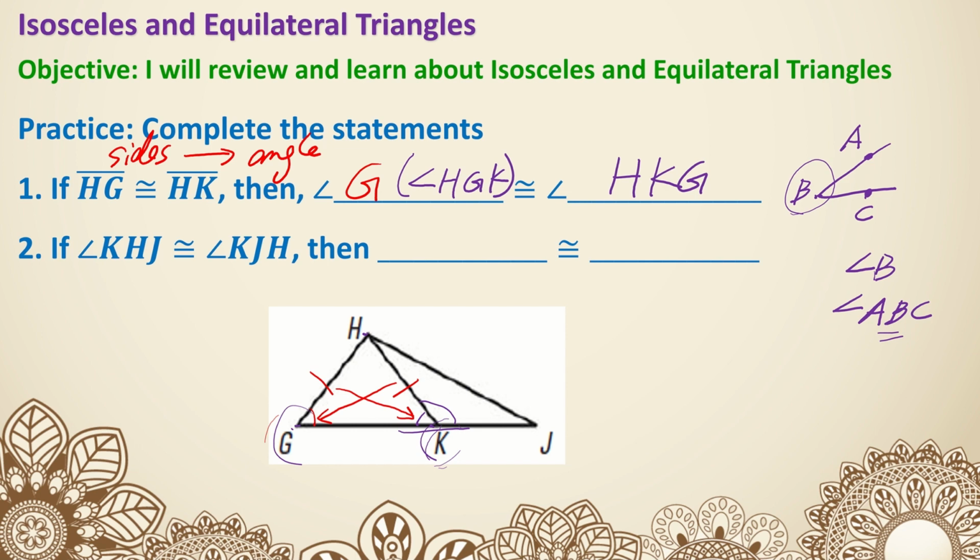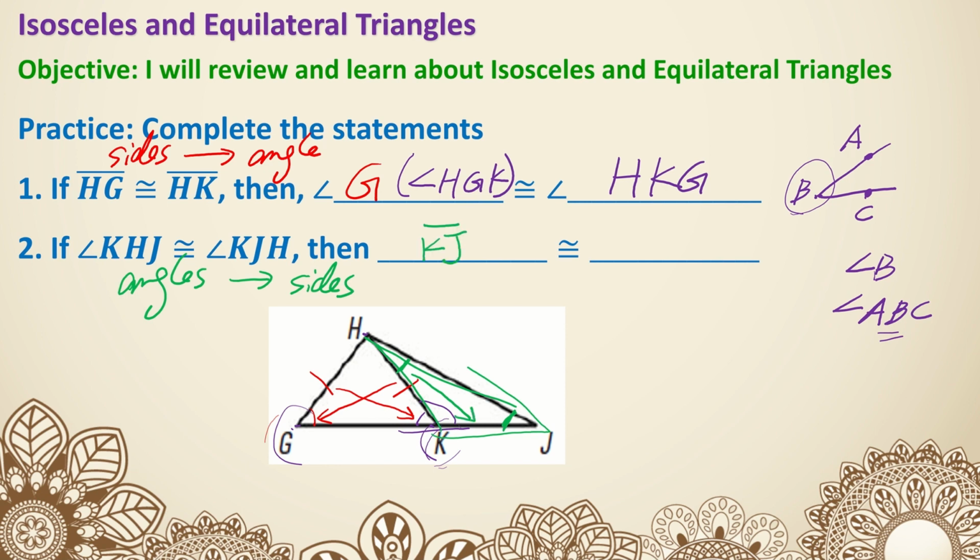There you go. So based on the size that we know, we can actually conclude about the angles. Now let's move on. If angle KHJ is right here, and angle KJH is right here, and these two angles are congruent, so now we know the angles, we are going to conclude about the sides. The side that's opposite of KHJ is right here, and that is side KJ.